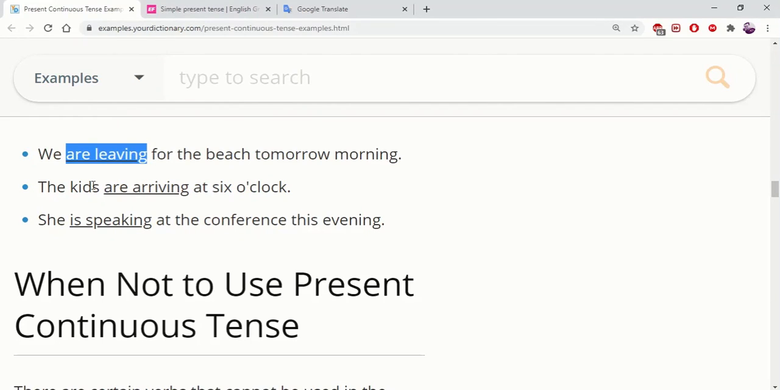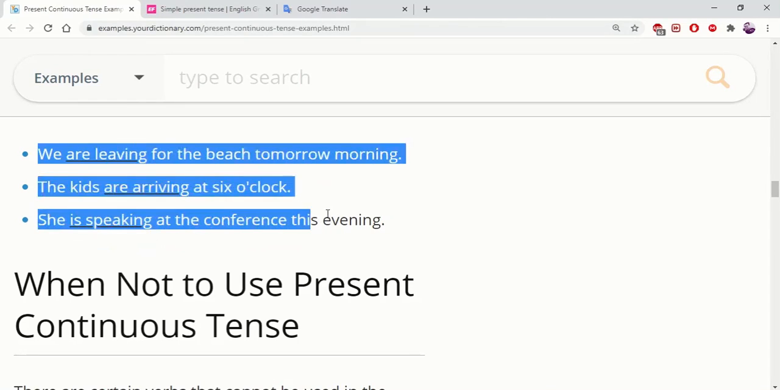Next, the kids are arriving at 6 o'clock. It is already sure, 100% sure that the kids will be reaching by 6 o'clock. So this sentence will be said as the kids are arriving at 6 o'clock. Next, she is speaking at the conference this evening. All these sentences are surely going to happen.